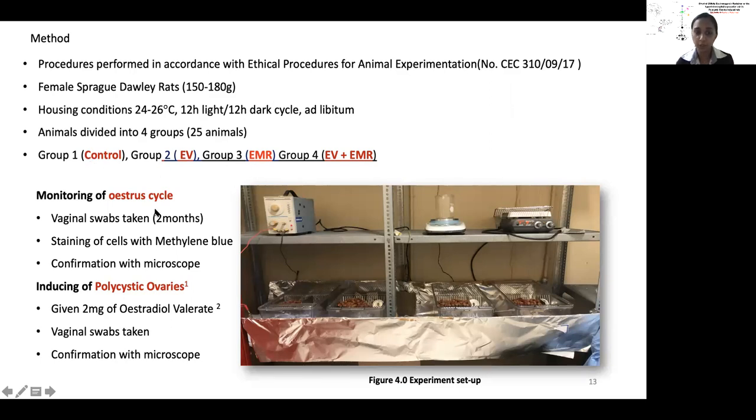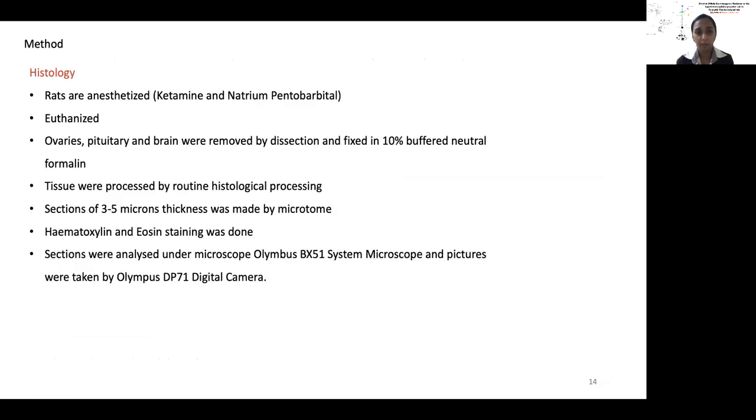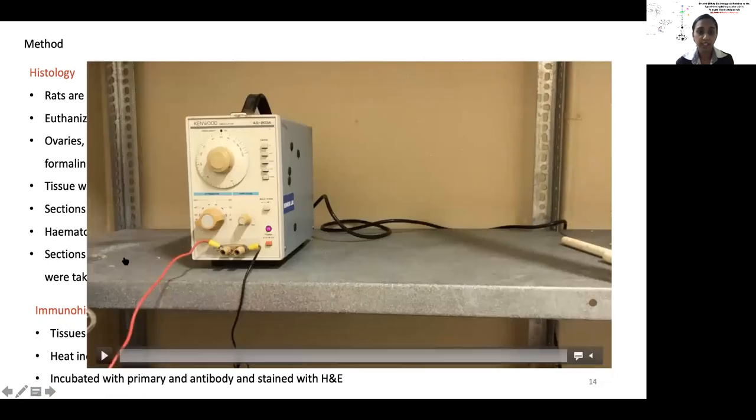We monitored the oestrus cycle, and then we induced polycystic ovaries, right? To confirm whether they had polycystic ovaries, vaginal swabs were taken, and once we saw persistent vaginal cornification, we knew that, okay, the rats had PCO. Then we performed histology, and this is the procedure we used, and also immunohistology. This is just a short video to explain what we did.